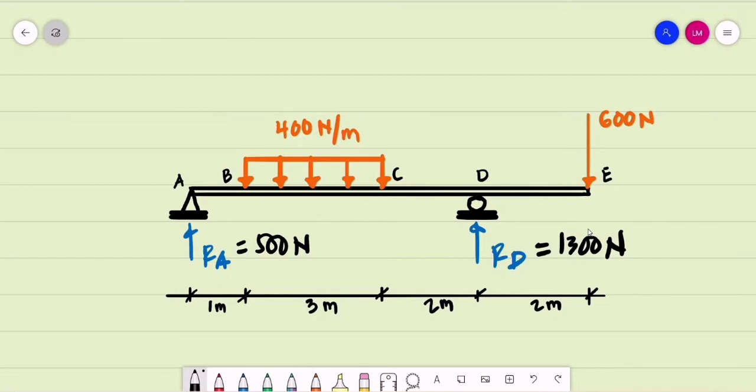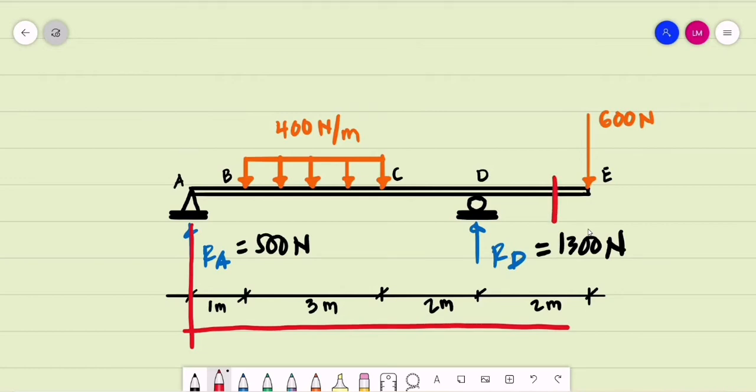So after computing these support reactions, we are now to establish our cutting section at a distance x from the left of the beam. So we may assume a distance, let's say, to include all forces. We are to assume a distance x just before the free end. Let's say this is at a distance of x.